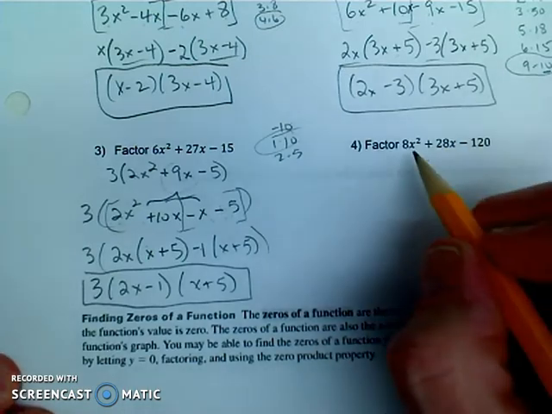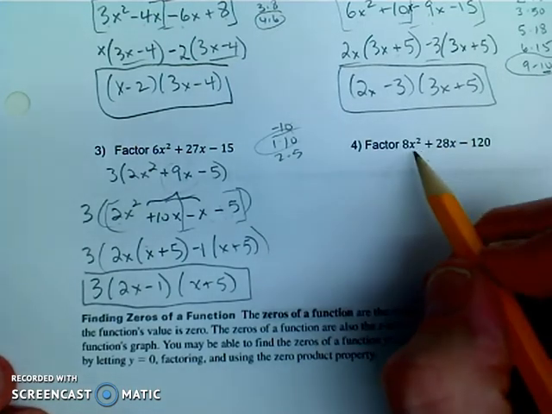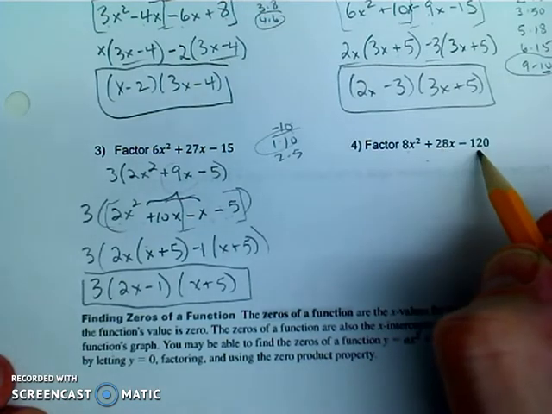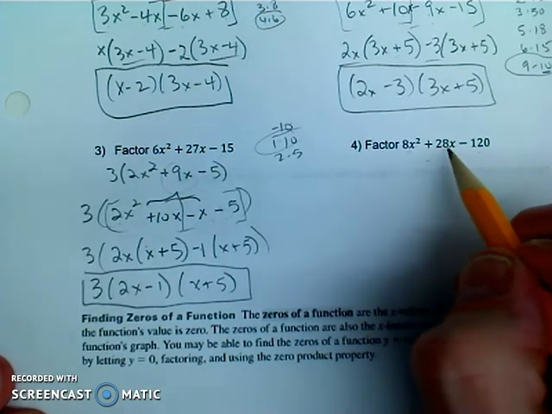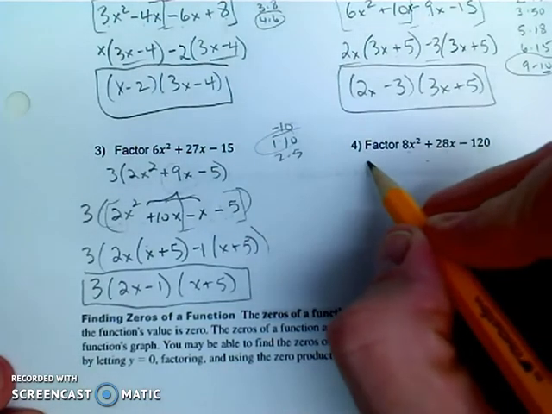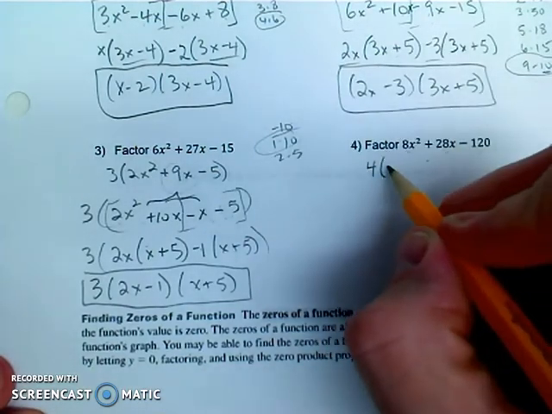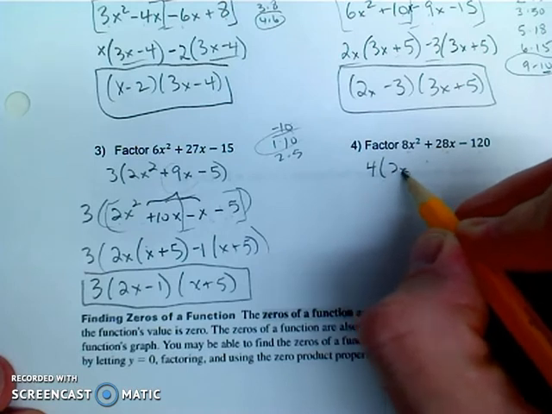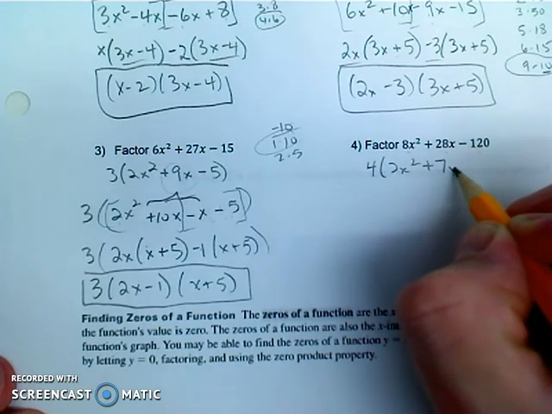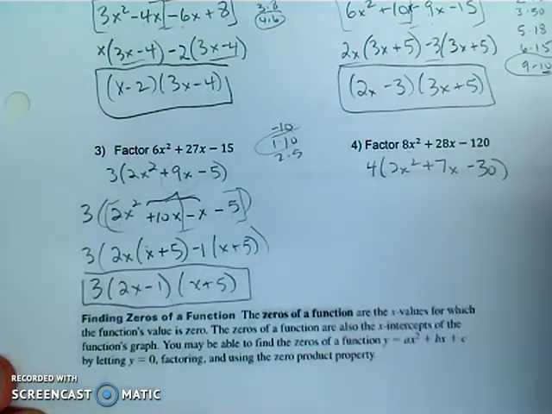Factoring here, 8, 28, and 120. Well, 4 goes into 8, 4 goes into 28, 4 goes into 120. 8 doesn't go into 28, so I can't take the full 8 out. So let's factor out that 4. 2x squared plus 7x minus 30.